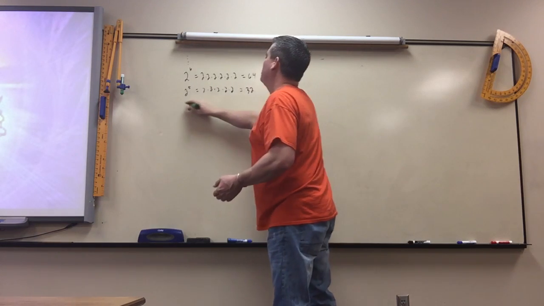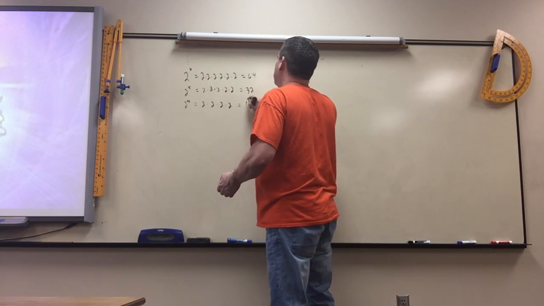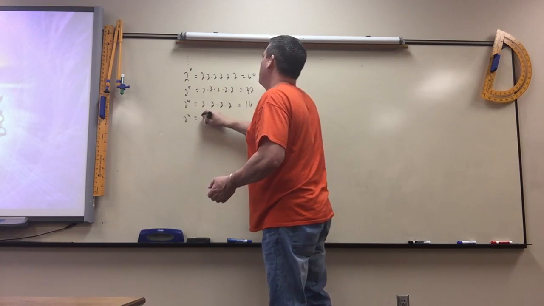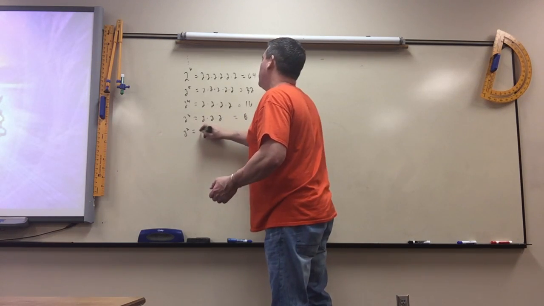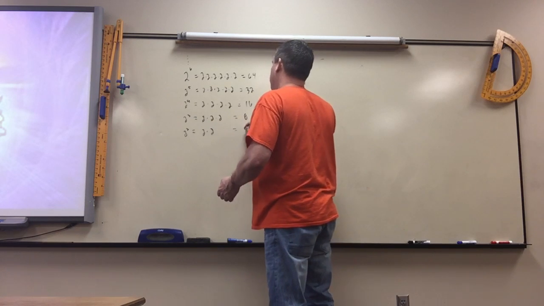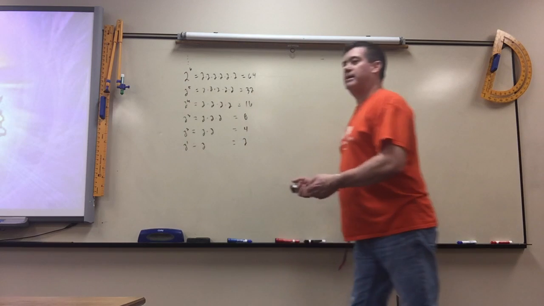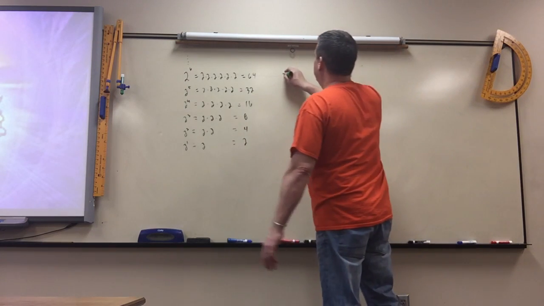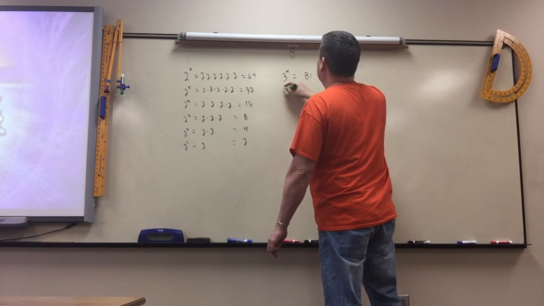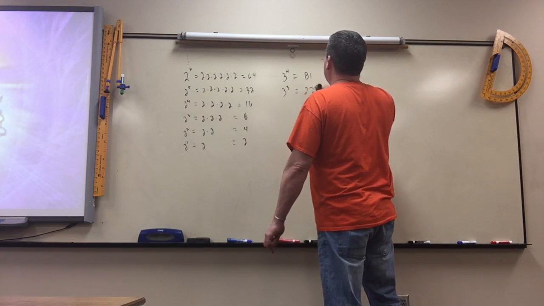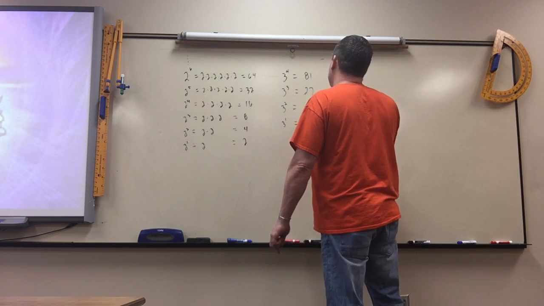Which is 32. 2 to the 4th, 16. 2 cubed is 8. 2 squared is 4. 2 to the 1st is 2. Okay, if we did the 3's, I'll just start at 3 to the 4th. 3 to the 4th is 81. 3 cubed is 27. 3 squared is 9. 3 to the 1st is 3.